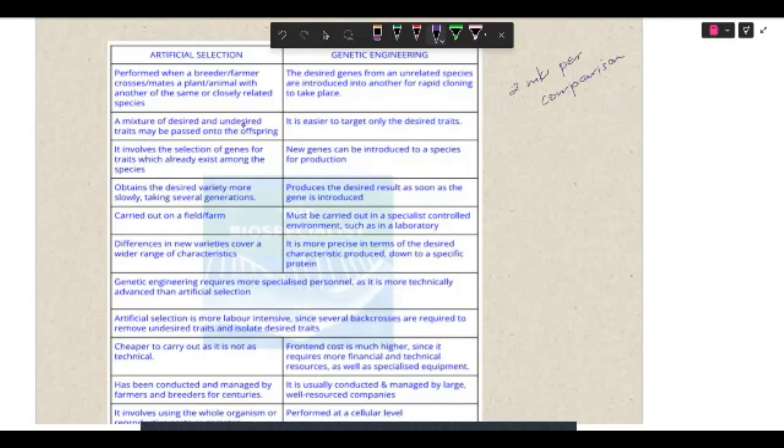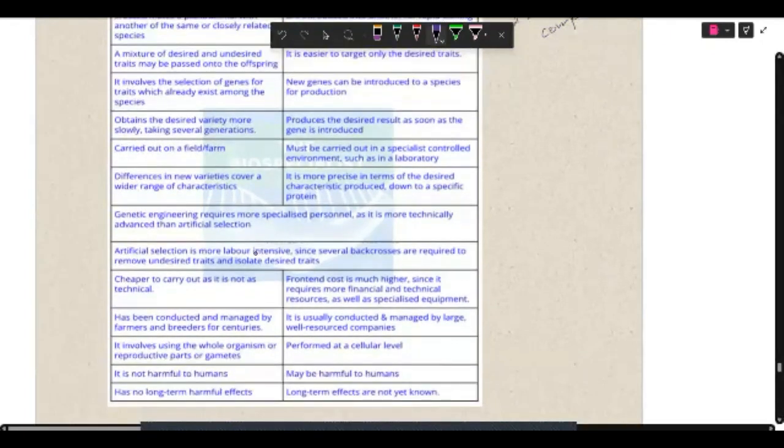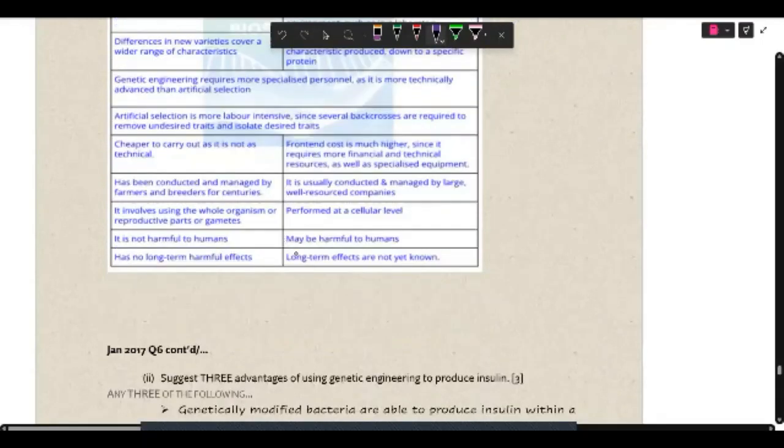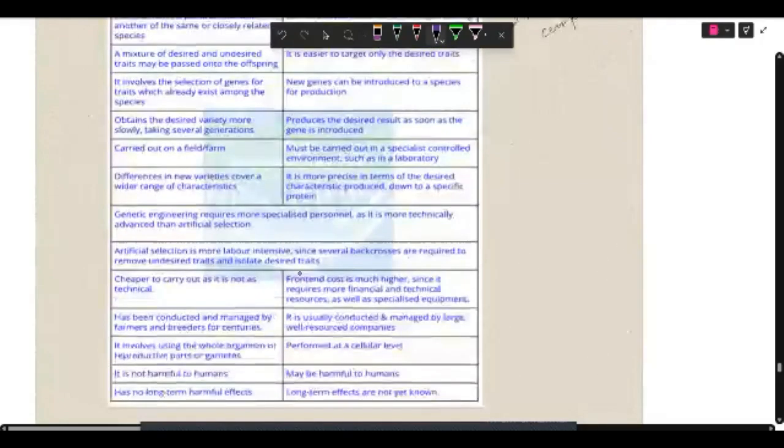So yes, for artificial selection, you're going to end up with desired and undesired traits because you can't really control that. Whereas with genetic engineering, you can target only the desired traits, right? So that is 1 point of comparison. And as we can see, we have lots of others. And I'm not going to use up your time going into them, but there are a lot of answers here.